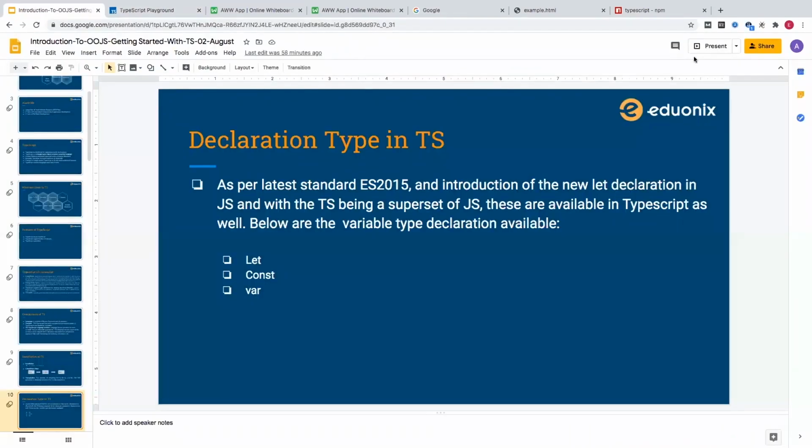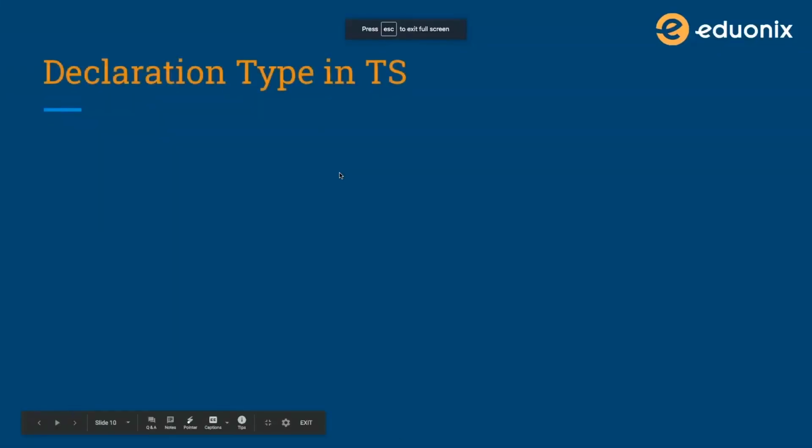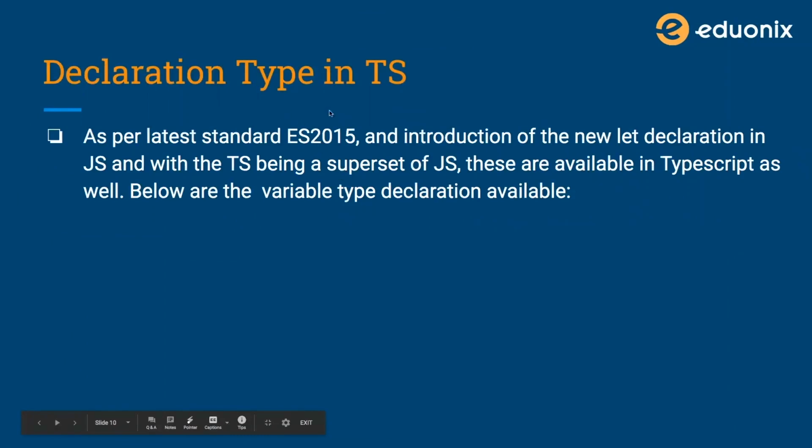That is what led to the next concept in my ES 2015 standard, which is the use of let. What let does is it kind of binds it. We'll be studying let. So these are the three types of declaration I can use in JavaScript or in TypeScript: let, constant, and var. These are similar to JS. If you already know their meaning in JS, you are already good to go. You don't need to refer to these.